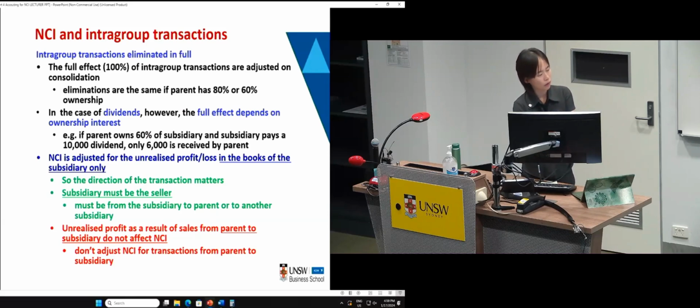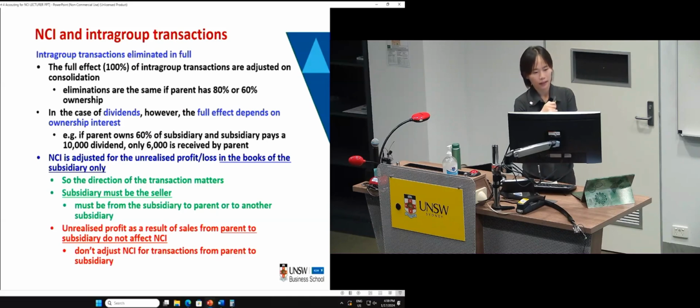If the unrealized profit or loss is recorded in the books of the parent, we only need to prepare the intragroup elimination entry. There's no NCI adjustment. So keep in mind, NCI receives a share of the subsidiary's equity that is reflected in the consolidated accounts. If the unrealized profit or loss is in the records of the parent, your elimination entry affects the parent's equity that is reflected in your consolidated accounts. And that's why NCI does not need to be adjusted.